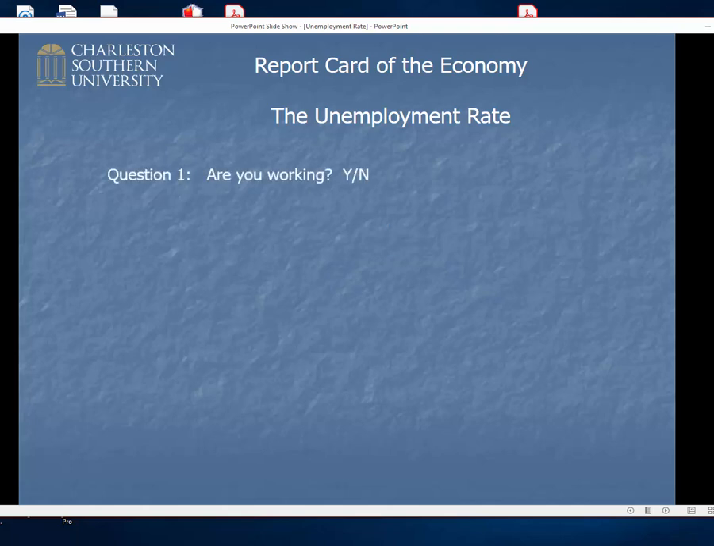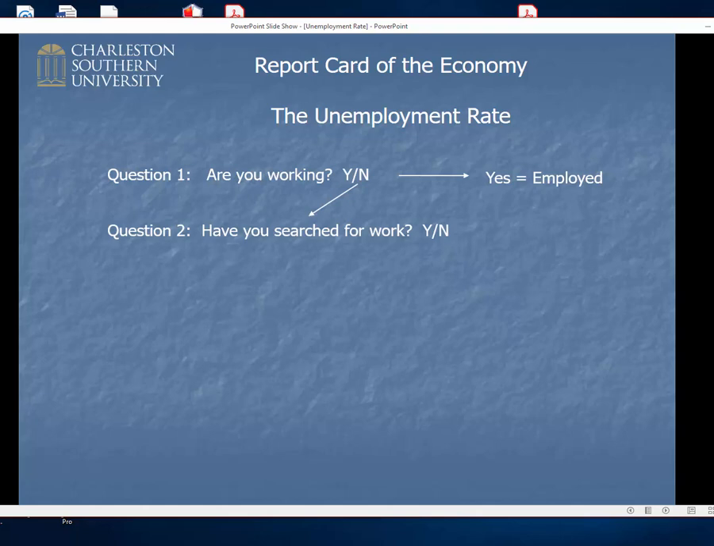There are two basic questions. The first question says, are you working? If you answer yes, then you are employed, so you go in the box employed. But if you answer no, there's a follow-up question. That question is, have you searched for work? I think it's, have you searched for work in the last 10 days?